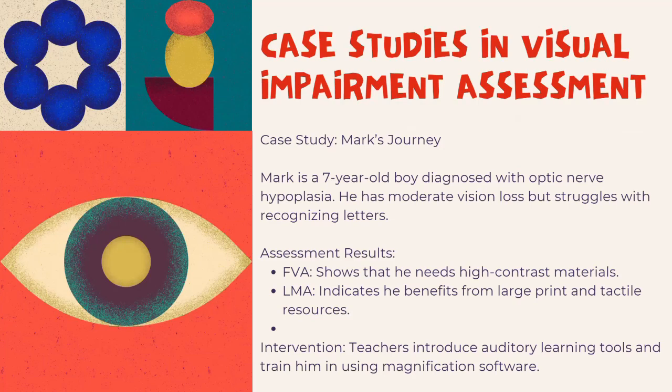Assessing visual impairment is not just about identifying the condition, it's about ensuring that students receive the necessary resources to succeed. By using team-based collaboration, appropriate assessment tools, and evidence-based interventions, we can empower students with visual impairments to fully engage with their education and everyday life.